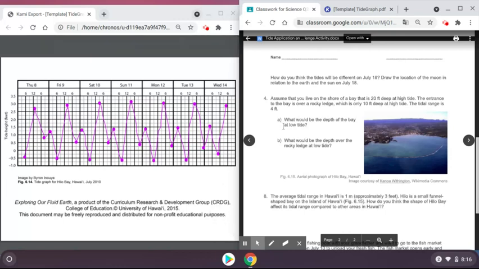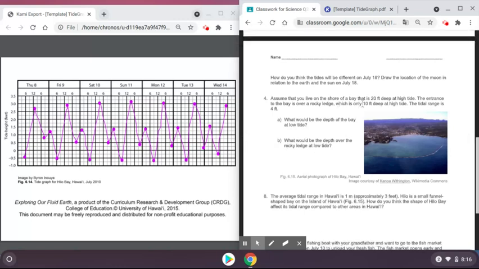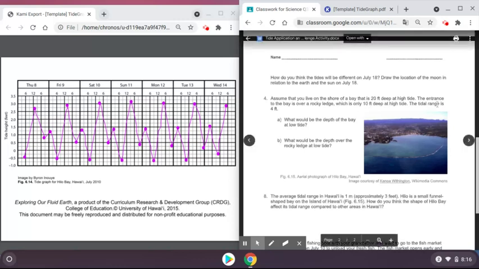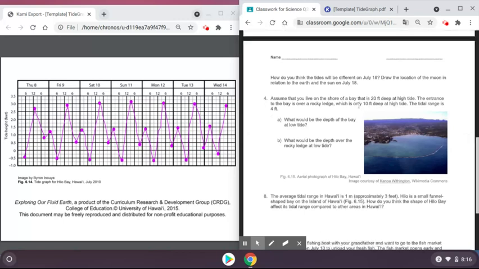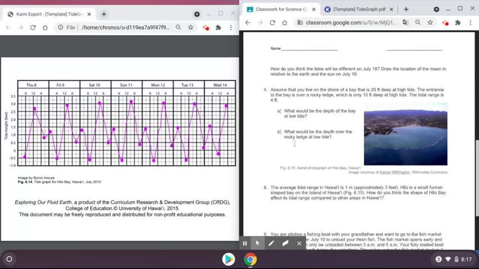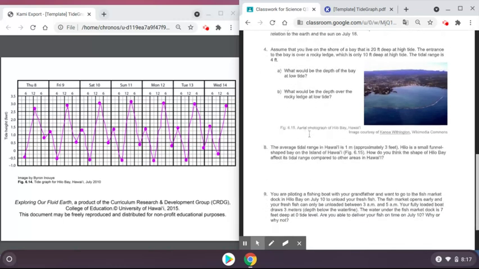16 feet. Now, same thing for B. What would be the depth over the rocky ledge at low tide? The rocky ledge is 10 feet deep at high tide, and the range is 4 feet. So what are we going to have to do to figure out how high low tide will be during B? Go ahead and figure that out and type your answer.